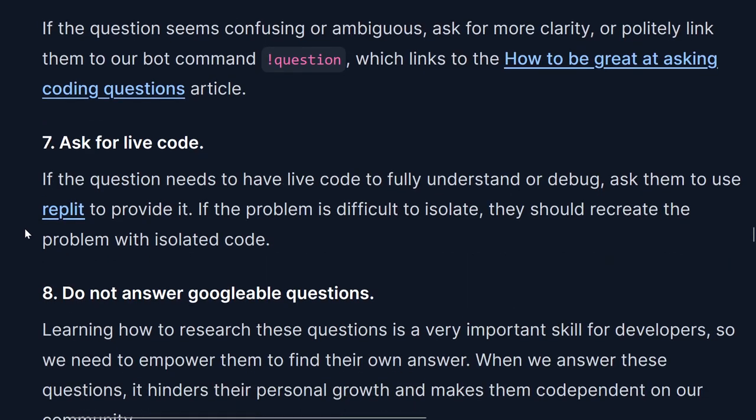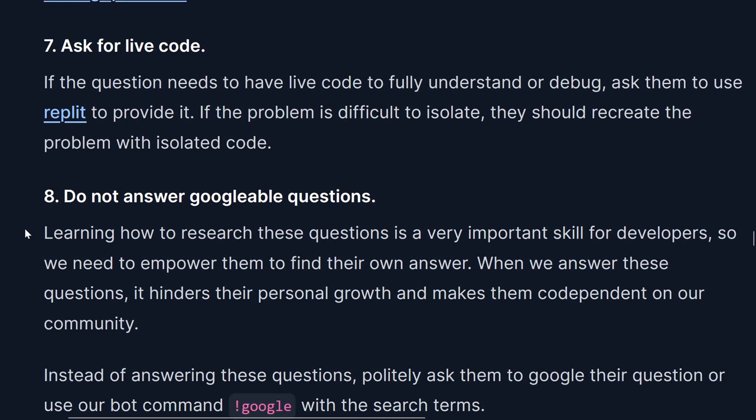Seventh, ask for live code. If the question needs to have live code to fully understand or debug, ask them to use Replit to provide it. If the problem is difficult to isolate, they should recreate the problem with isolated code.